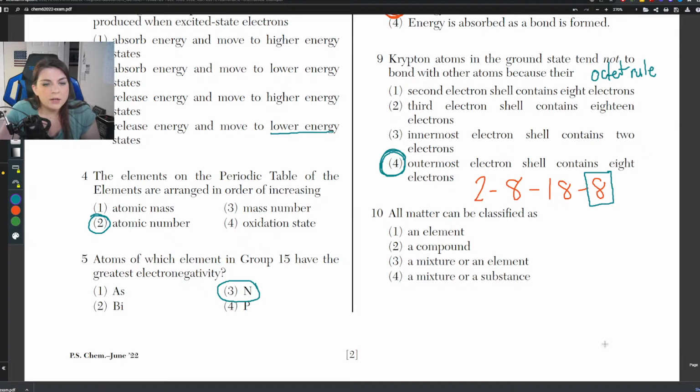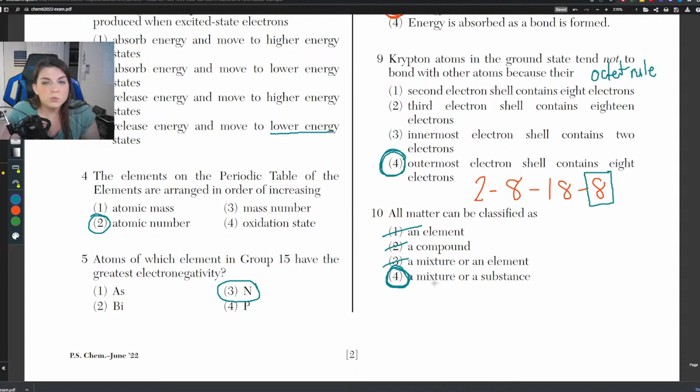Okay, all matter can be classified as an element. No. Water is not an element. A compound? No. Gold is not an element. A mixture or an element? No. Water is not a mixture, nor is it an element. It must be a mixture or a substance. This, again, is vocabulary.